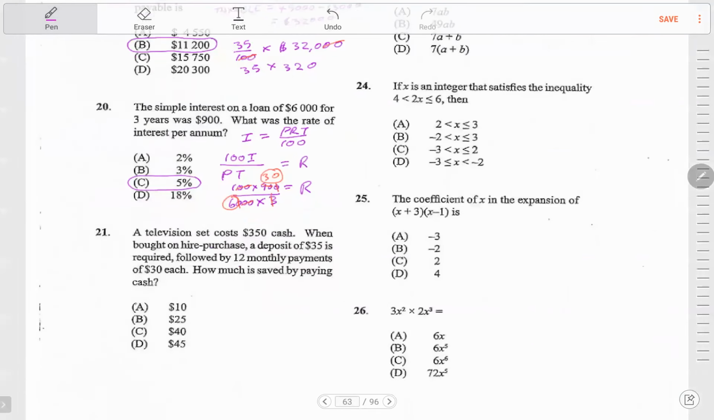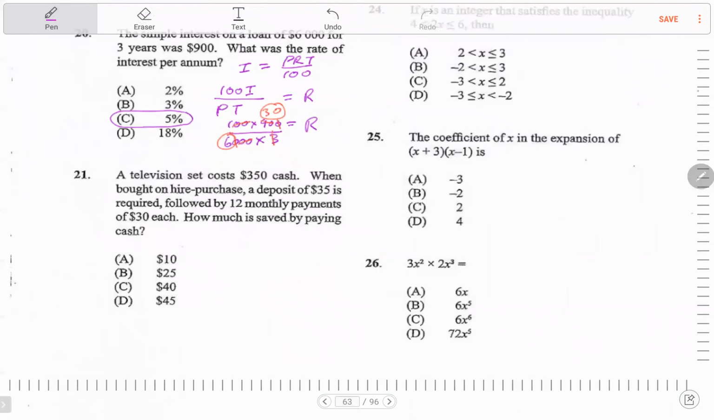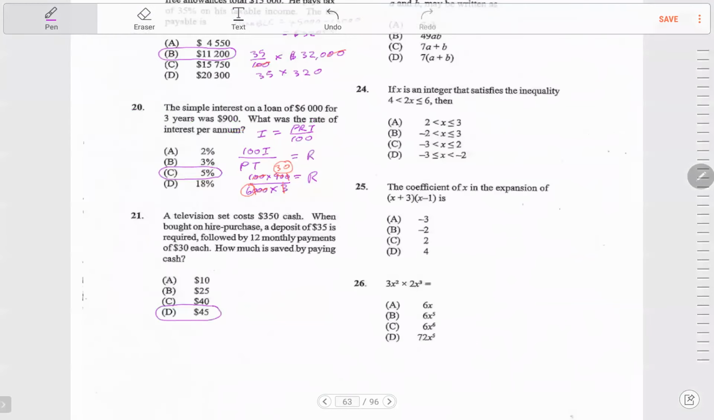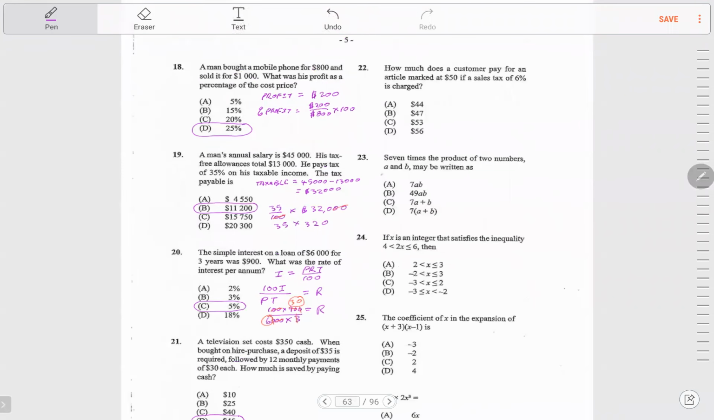All right, next one. We did this one already too, television set. And that's how it's 45. Did this one already, we explained it already. So you can watch the video to see the explanation. Did the one earlier. All right.